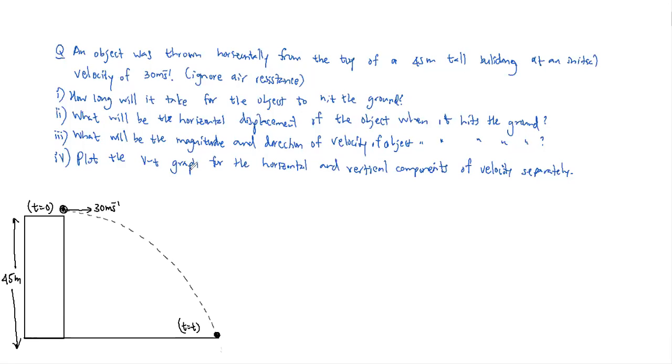Right. So there are a lot of questions they have asked. Let's see. So the time initially will be 0 in the stopwatch, and then when it hits the ground, let's take that time as t. All right. And we just studied the horizontal component of velocity doesn't change. So even when it hits the ground, it will be 30 meters per second.